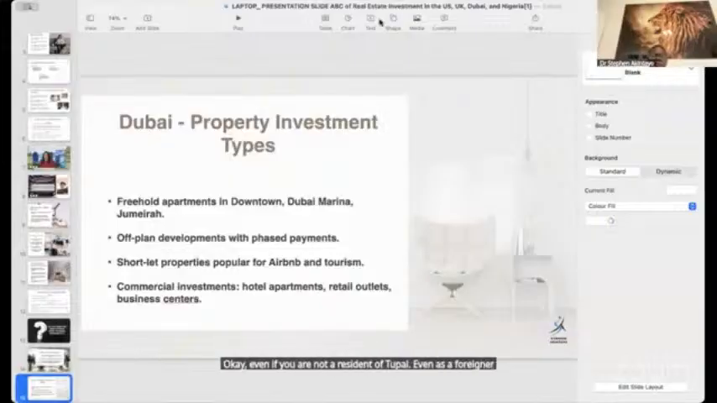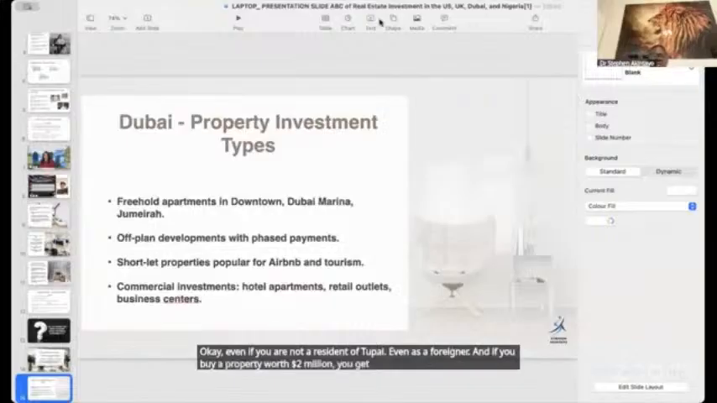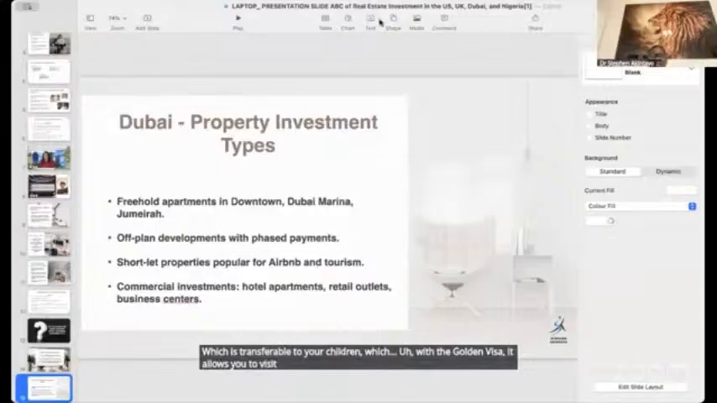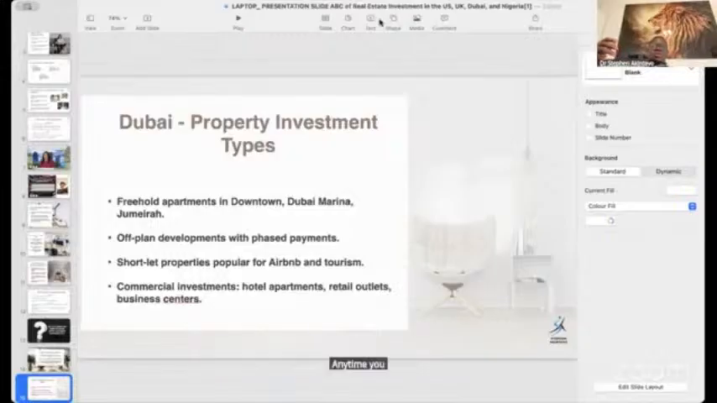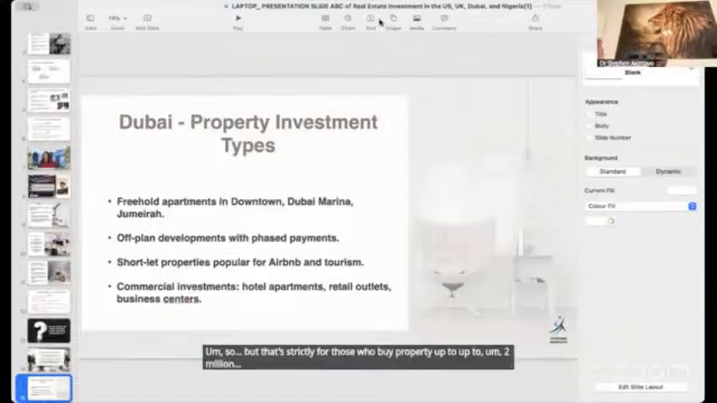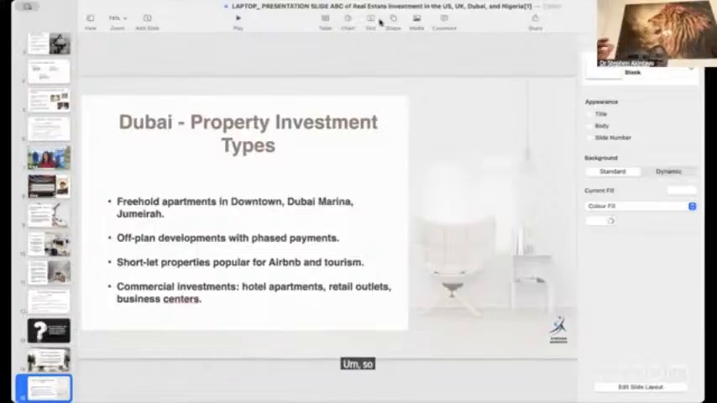And if you buy property worth $2 million, you get what we call a golden visa, which is transferable to your children. With the golden visa, you can visit Dubai at any time, even if you miss visiting Dubai in 6 months. Anytime you come to Dubai, you have access to enter. But that's strictly for those who buy property up to 2 million dirhams. So technically, let's just say $750,000 worth of property should get you there. These are some of the advantages and opportunities.